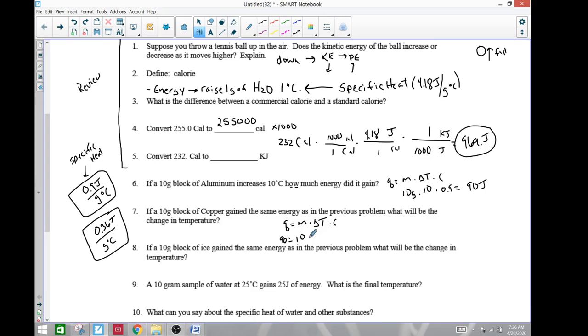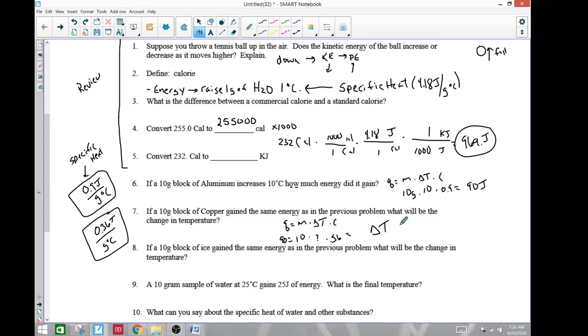Mass is 10. Change in temperature is what I'm looking for here. And then the specific heat is 0.36, and therefore solve all for delta T. Now, we don't know the initial temperature, so I can't give the actual final temperature. But I do know it should raise up more than 10, in fact, almost 3 times 10. So 90 divided by 10 divided by 0.36 equals 25.